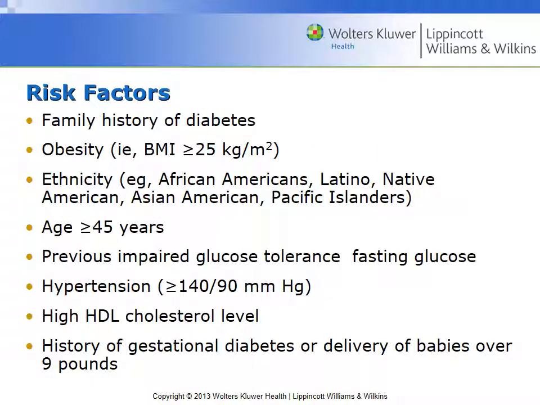Risk factors for diabetes are family history, obesity, a BMI of greater than 25 kilograms per meter squared, ethnicity (African Americans, Latino, Native American, Asian American, and Pacific Islanders), age greater than 45 years, previous impaired glucose tolerance or fasting glucose, hypertension with a blood pressure of greater than 140/90, abnormal high-density lipoprotein or HDL cholesterol levels, and history of gestational diabetes or deliveries of babies that are over 9 pounds in weight.